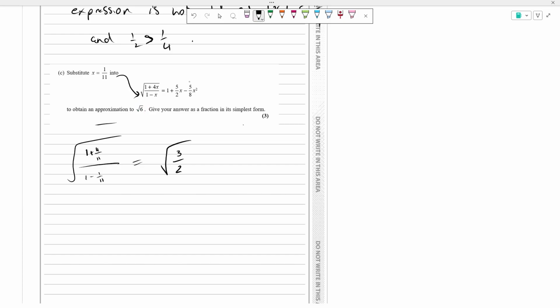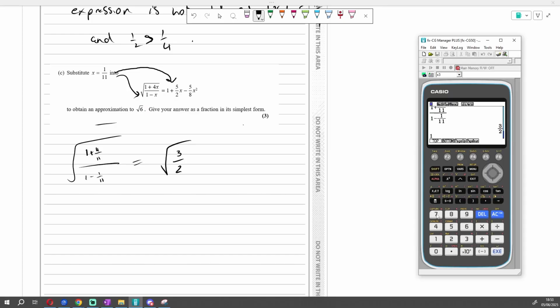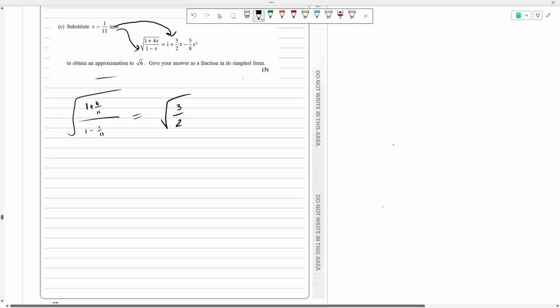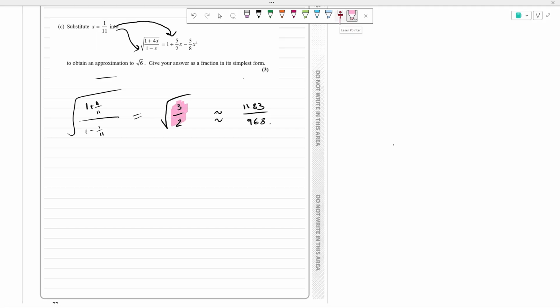Okay, so if I put 1 over 11 into this expression that we just worked out, let me put 1 over 11 like this. Now our calculator tells us the following: 5 over 2 minus 5 over 8 all squared, and that gives me 1183 over 968. It's approximately 1183 over 968. Now we need to think about what we multiply this by to get to 6.